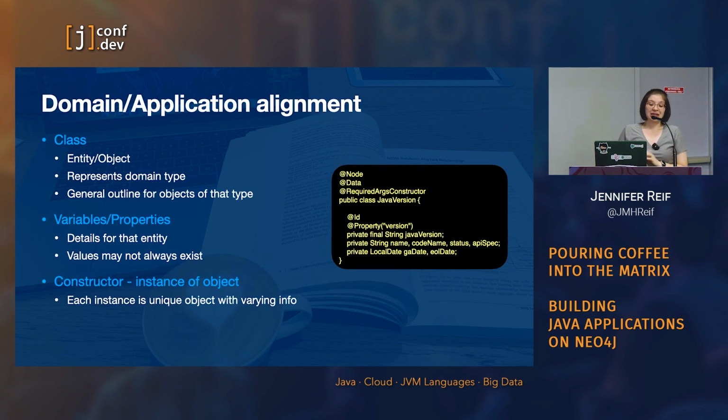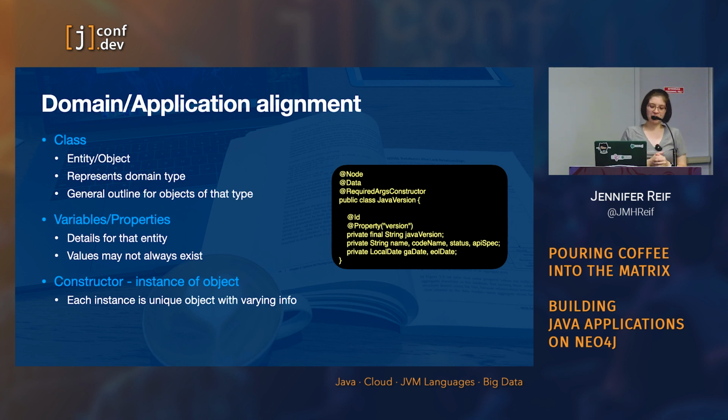The other thing is aligning your domain with your application domain. So your data domain in the database and your application domain. In Java, most of us are probably familiar. We have classes for your entity and objects. It's the general outline for objects of that type, right? It's not necessarily a single instance. It's just kind of a general outline for anything that falls within that.